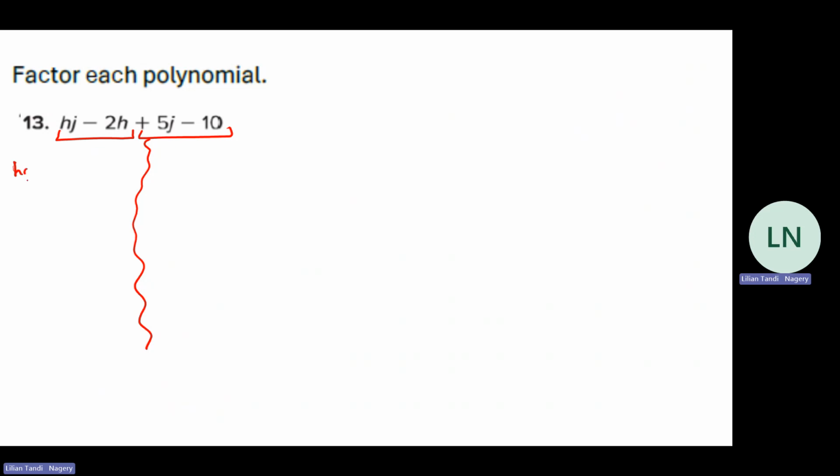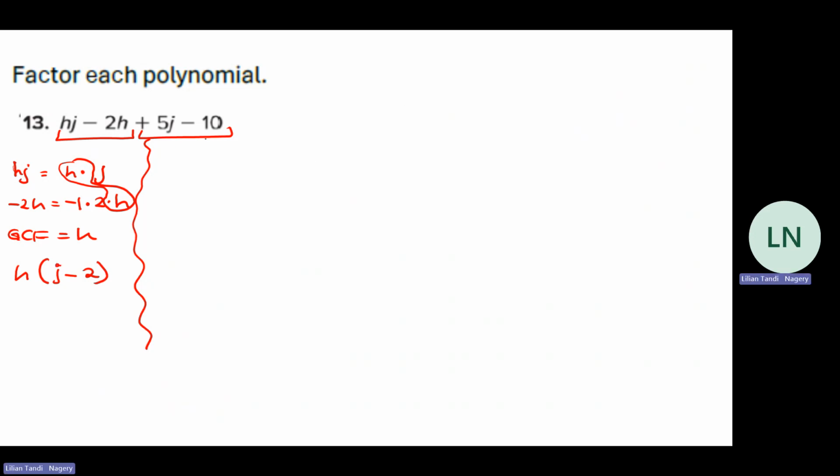I have HJ, so that becomes H times J. I have negative 2H, that becomes negative 1 times 2 times H. H is the greatest common factor. Greatest common factor is H. H outside, J minus 2.